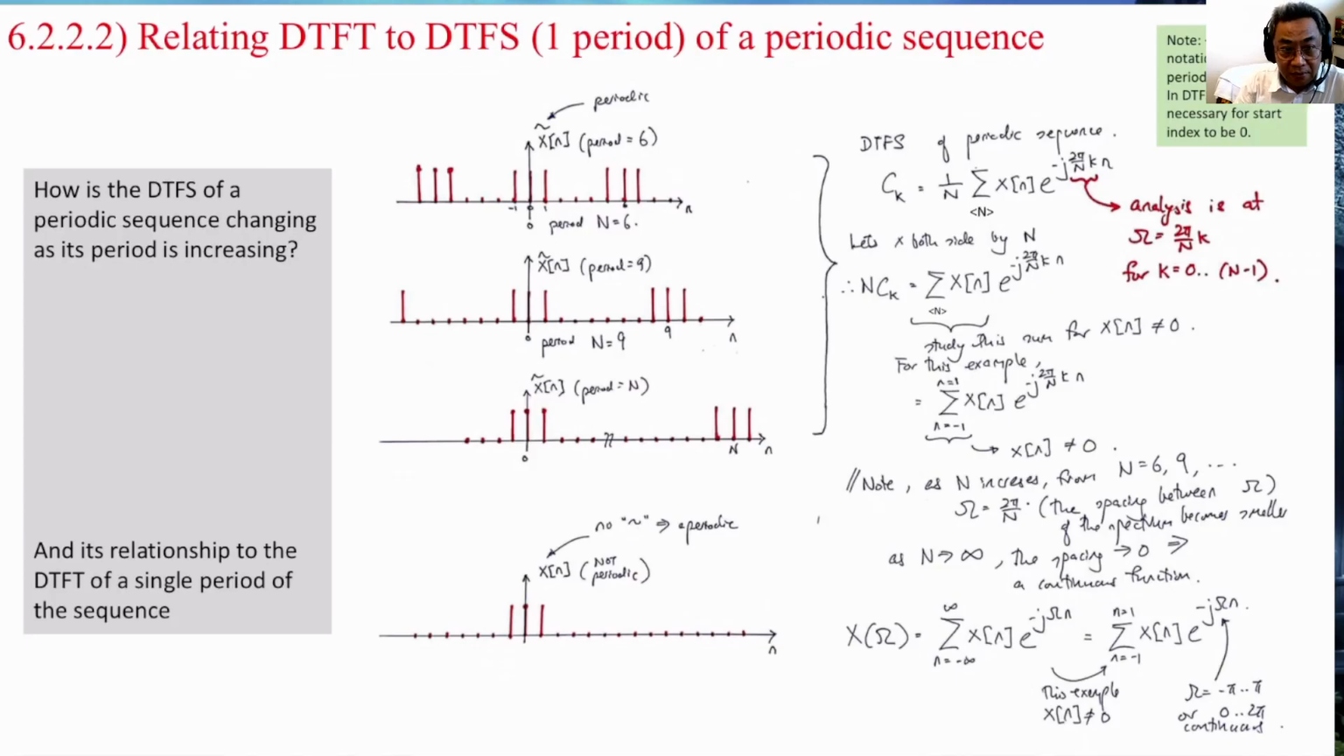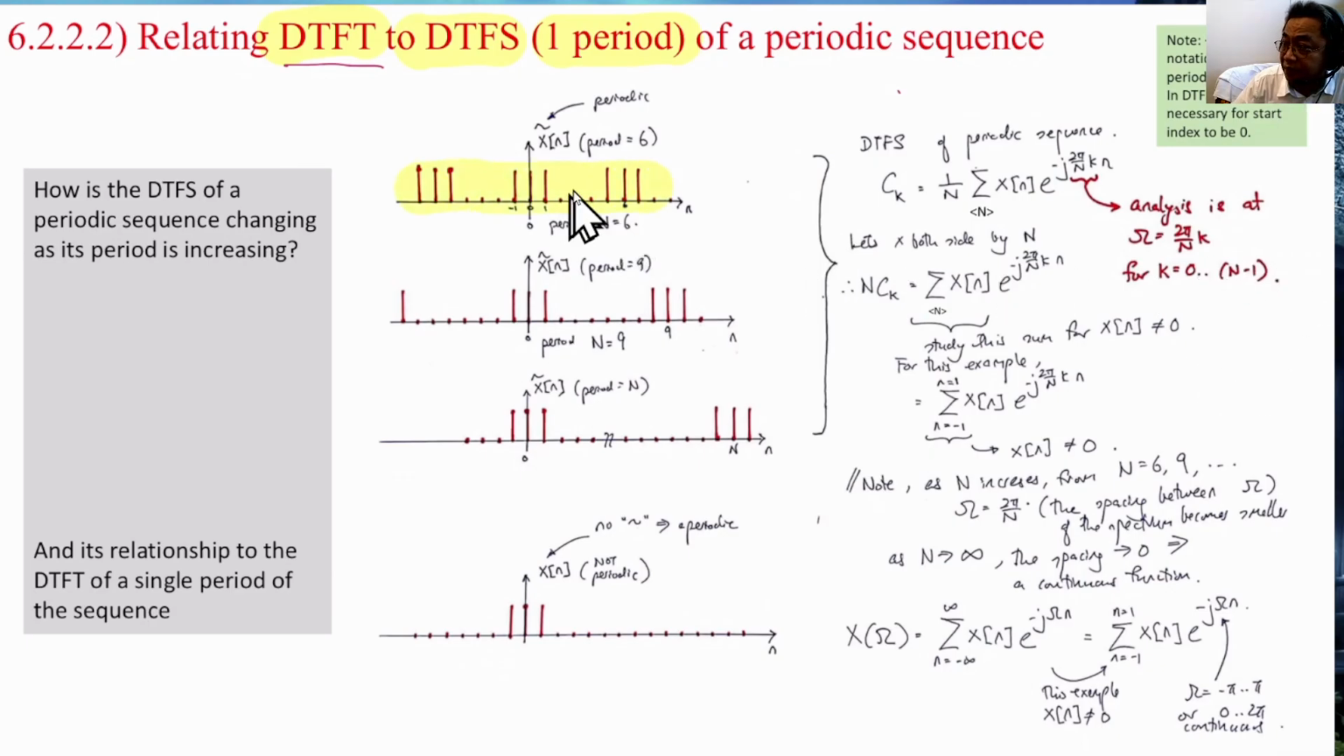Welcome back. This is 6.2.2.2. In this section, we're examining how the DTFT is related to DTFS for a single period of a periodic sequence. Let's see what we are talking about.